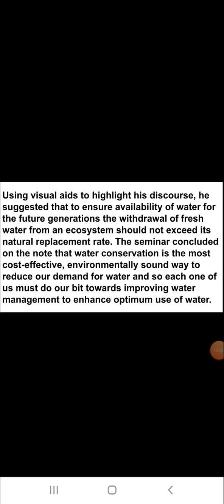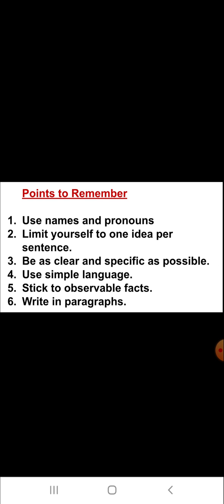So children, this was the example of how you should write a report. I hope that you all have understood it. Once again, you can jot down the main points that you should remember while writing the report. The first point is you should use names and pronouns. Second is limit yourself to one idea per sentence. Third, be as clear and specific as possible. Fourth, use simple language. Fifth, stick to observable facts. Sixth, write in paragraphs.